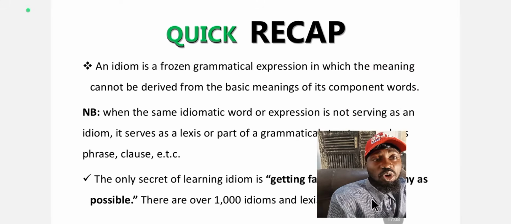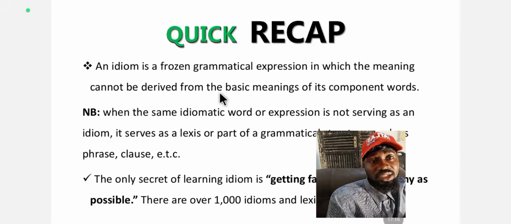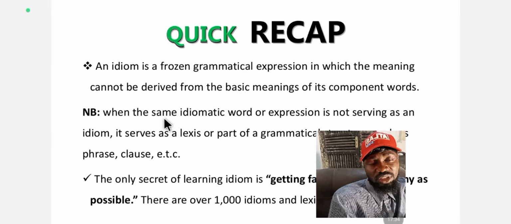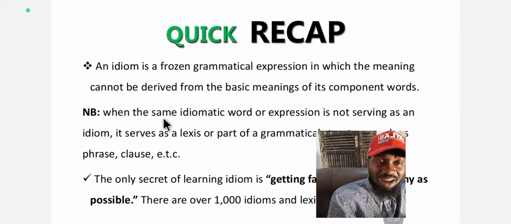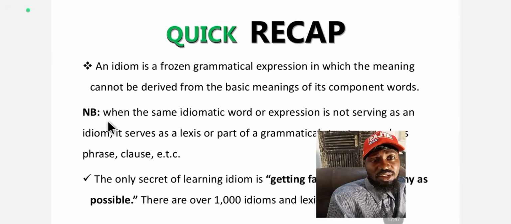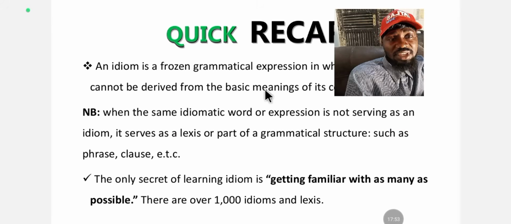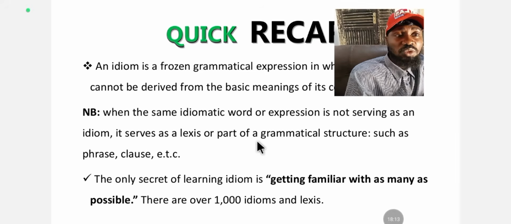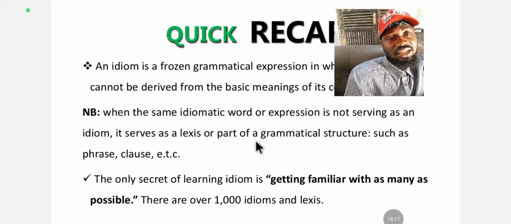A quick recap of this lecture: an idiom is a frozen grammatical expression in which the meaning cannot be derived from the basic meaning of its components. So when you see an idiomatic expression, you can't use a normal lexical term to interpret it. They have their own specific meanings. So that's why you have to learn idioms. Note something very important. When the same idiomatic word or expression is not serving as an idiom, it serves as a lexical term or part of a grammatical structure, such as a phrase, clause, and so on.